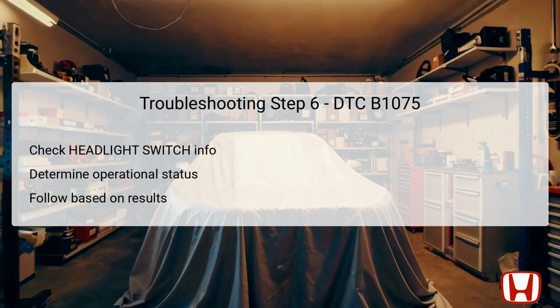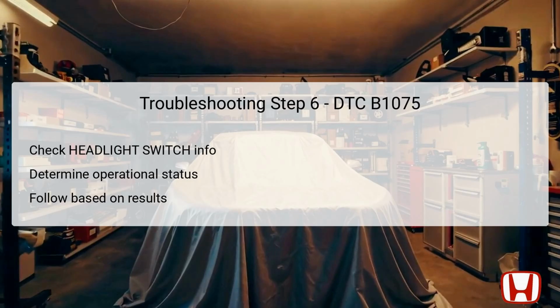At this stage, it's necessary to check the on-off information of the headlight switch backup from the data list. This operational status will indicate whether the headlight switch is functioning correctly within the dashboard. If the information indicator shows off, this indicates that the system is not recognizing the switch's on position, suggesting a deeper issue, either with the switch or the connections.